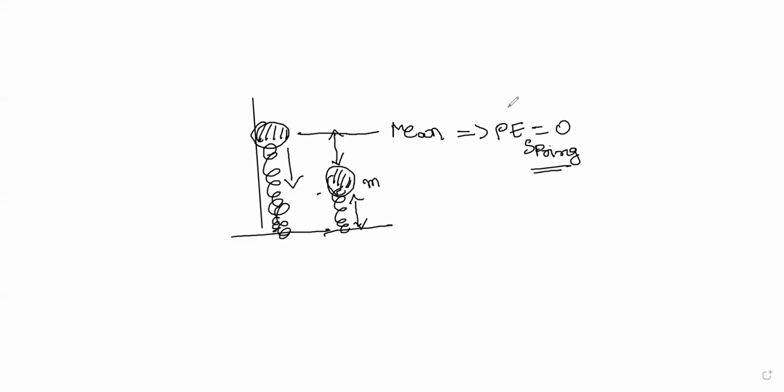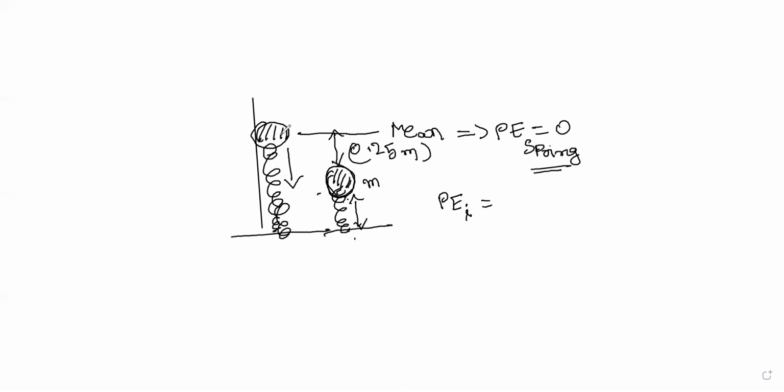We compressed the spring to a length of 0.25 meters. And now this forms the initial potential energy. The potential energy in the initial case is the potential energy due to the ball as well as the potential energy due to the spring.